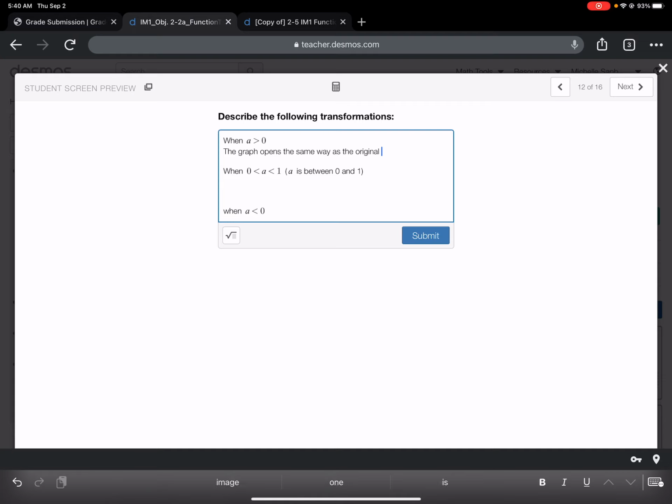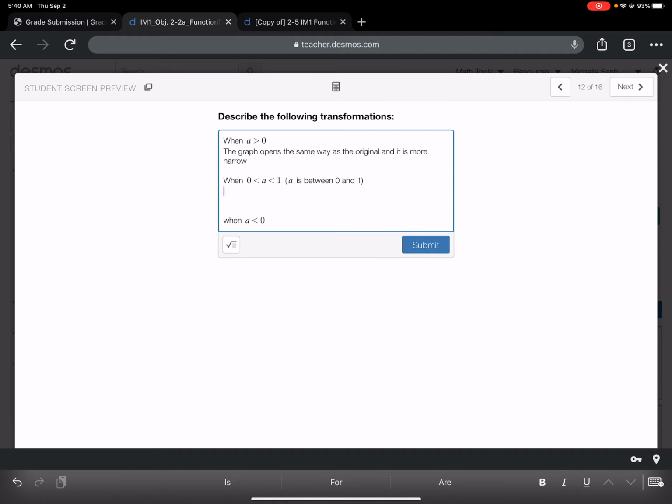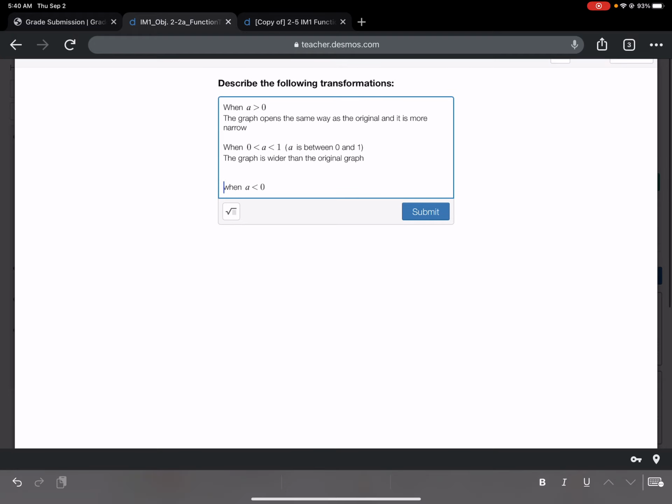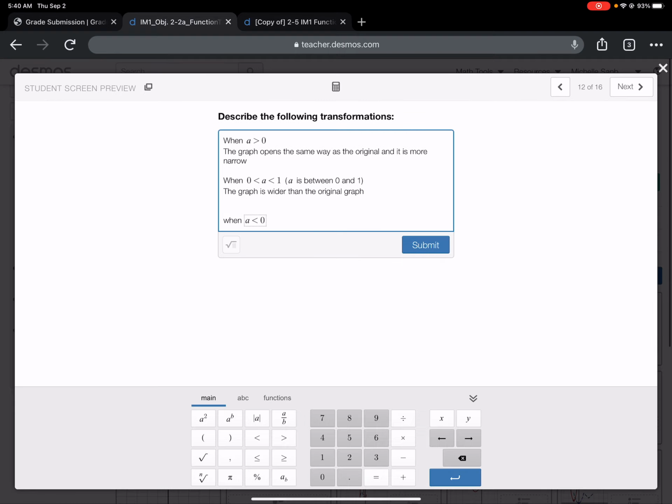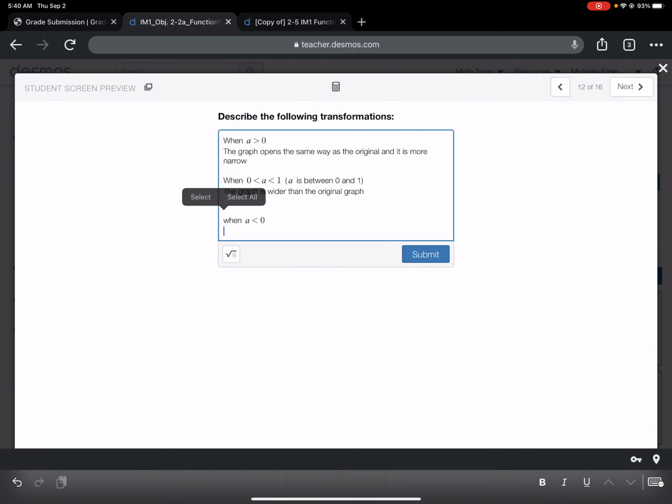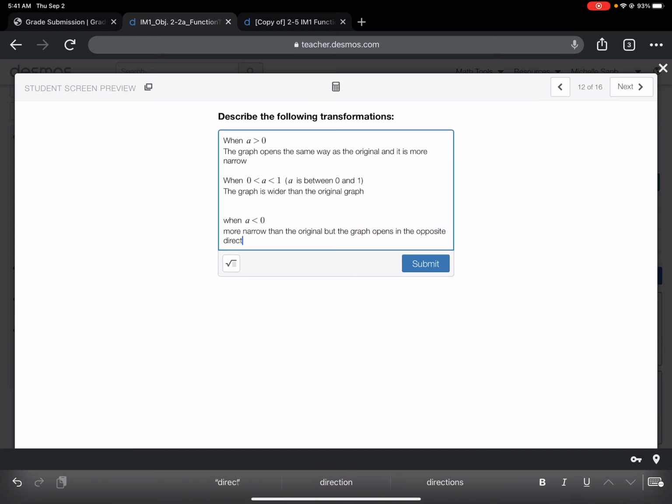And it is more narrow. It is more wide. And then when A is less than 0, it opens still more narrow than the original, but the graph opens in the opposite direction.